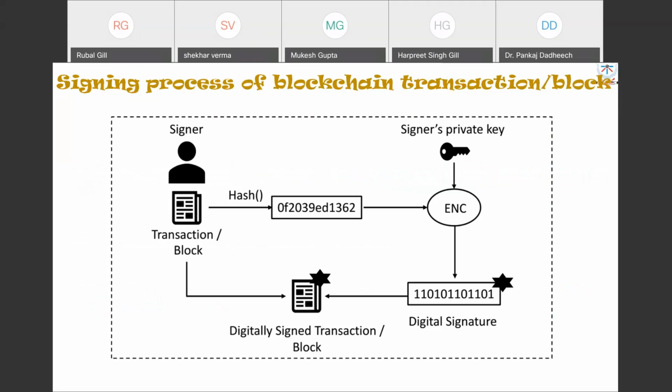There's a signer, and there's a transaction block. I hash it, and the hash value is the same. I take the transaction, and by encrypting the hash value with the signer's private key, I'm able to create a digital signature.